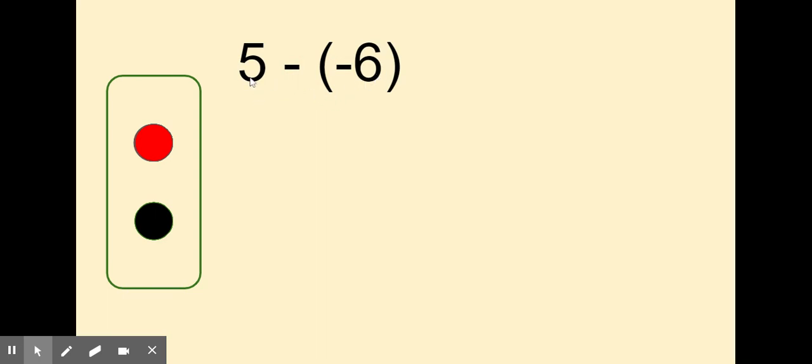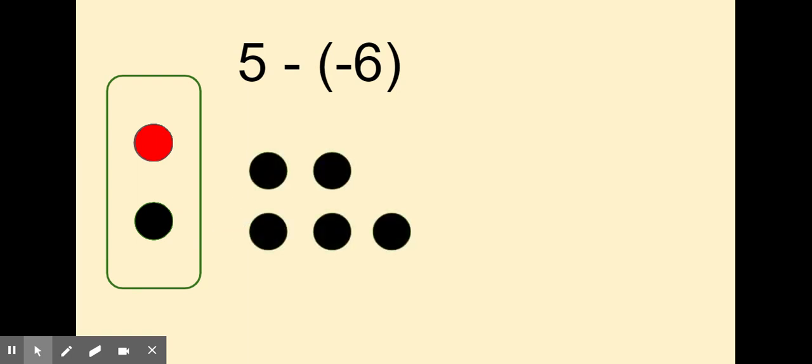All right, let's look at this one. 5 minus negative 6. This is a positive, so what color will we start with? Black, because that's how we're showing positives. So there's 5 black chips for positive 5. The problem tells me to take away negative 6, or take away 6 reds. I don't have any reds, so how am I going to do this? Well, now I have a red, and this whole pile is still worth 5.